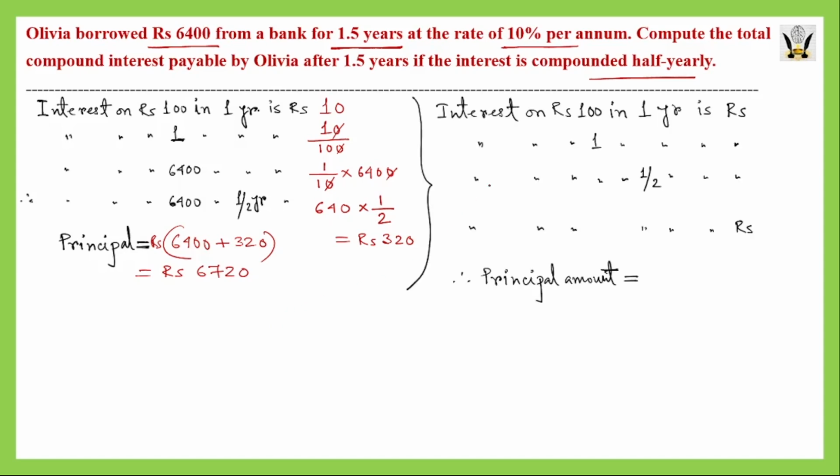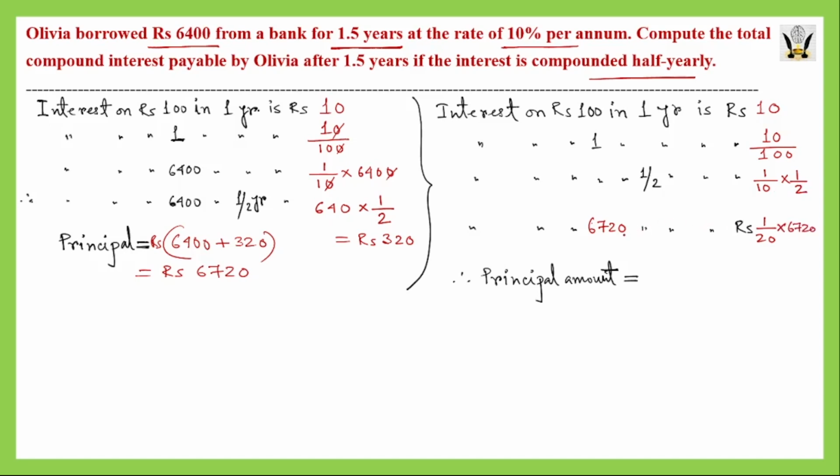Now this is our principal amount for the next 6 months, and we need to pay the interest based on this amount. So again the same concept: interest on rupees 100 in 1 year is how much? The rate of interest is the same, and that is 10%, so it will be rupees 10. So when the principal amount will be 1, then it will be 10 divided by 100, and that is for 1 year. So when the time is half year, then it will be multiplied by half. So 10 by 100 means it is 1 by 10, and then it will be multiplied by half. And when the principal amount is 6720, then it will be 1 divided by 20, since 10 multiplied by 2 is 20, and then multiplied by 6720.